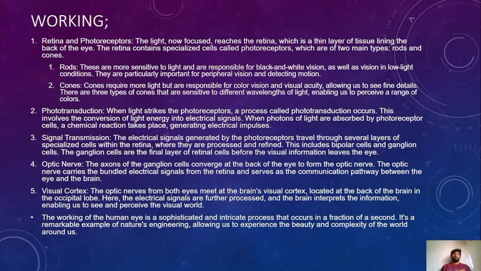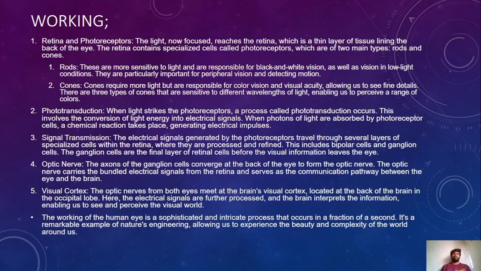Visual cortex. The optic nerves from both eyes meet at the brain's visual cortex, located at the back of the brain in the occipital lobe. Here, the electrical signals are further processed and the brain interprets the information, enabling us to see and perceive the visual world.